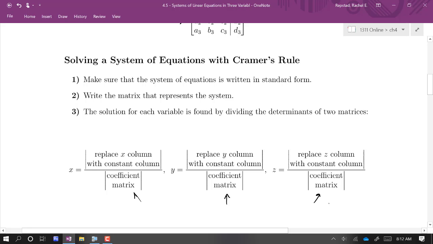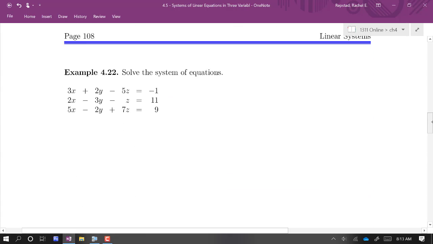That doesn't change. And then the matrix that we're going to use up top, we obtain in the same way that we did with the 2x2 system. If I'm solving for x, I'm going to replace the x column with the constant column, and the y and z columns stay the same. If I'm solving for y, I'm going to replace the y column with the constant column, and the x and z columns stay the same. And then likewise, if I'm solving for z. We're going to do an example.